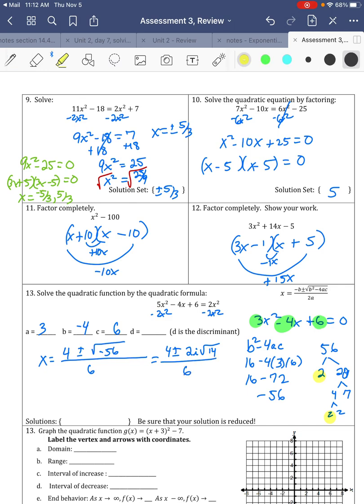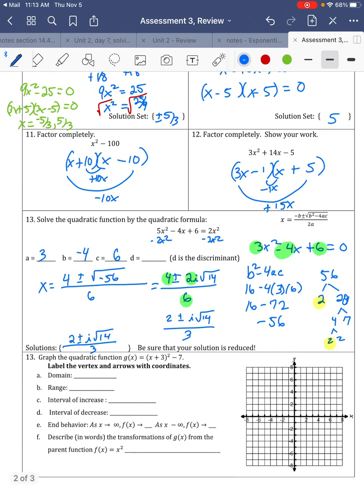And now, one last thing. These 3 numbers all divide by 2. So I'm going to get 2 plus or minus 1i radical 14 all over 3. So there's my answers. 2 plus or minus i radical 14 over 3. That's 2 answers.